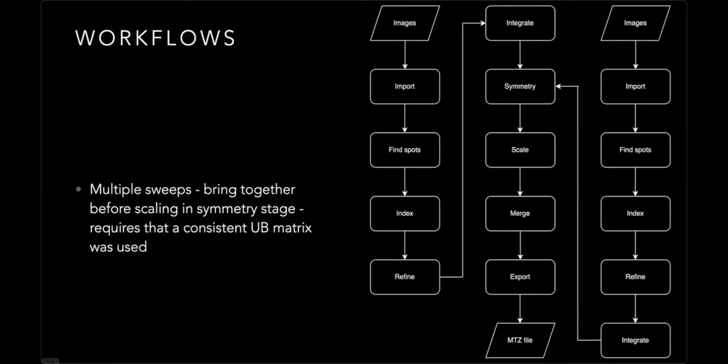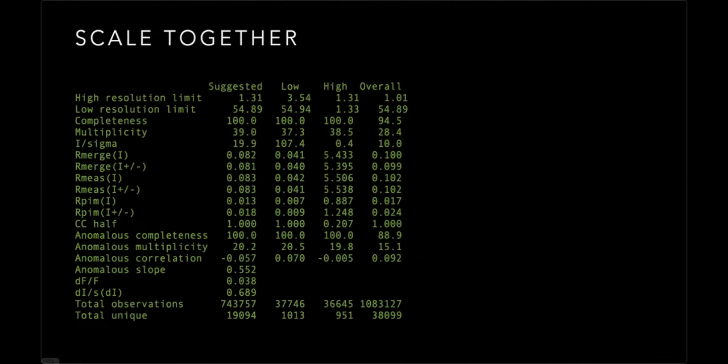Or in many cases, it will be unambiguous anyway. So if your crystal's orthorhombic, there's only one way of defining the orientation matrix, so it won't be a problem. But it can be an issue if you bring your data together at that stage. We have tools in DIALS, though, to address exactly that problem, which is the main focus of today's presentation.